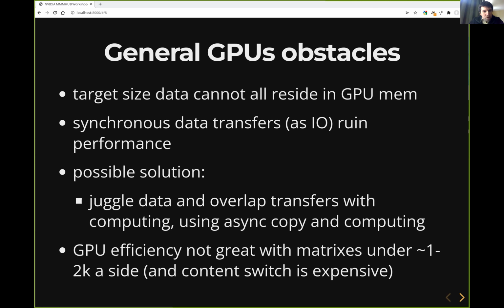GPUs also are not great with matrices of smaller sizes, under 1,000. Okay, the recent hardware editions, the A800, is not that bad actually, but still you're not going to get the peak performance with that kind of matrices. So in that juggling of data and computing, overlapping does help, and reducing the resources allocated to any particular operation so that more of them can fit simultaneously, using streams and whatnot, is a good idea.